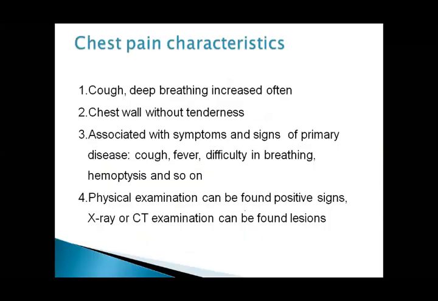Chest pain characteristic here is cough. You see, the main thing in the cardiac one is you will get dyspnea, right? Like difficulty breathing. Here there will also be difficulty breathing, but mostly you will get a cough, deep breathing increases it often, and then the chest wall is without tenderness. Okay, here the chest wall will be without tenderness, associated with symptoms and signs of primary diseases, for example cough, fever, difficulty in breathing, and hemoptysis and so on. So coughing of blood, right?